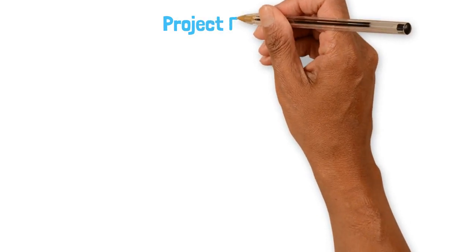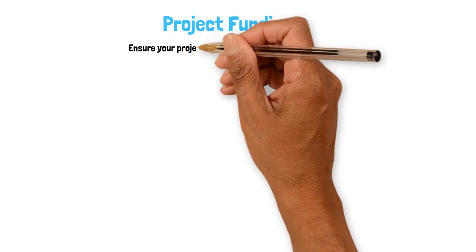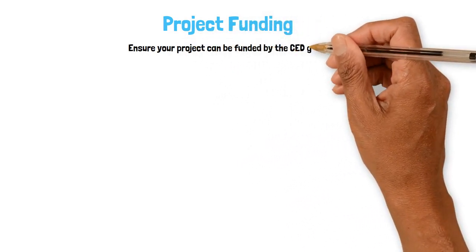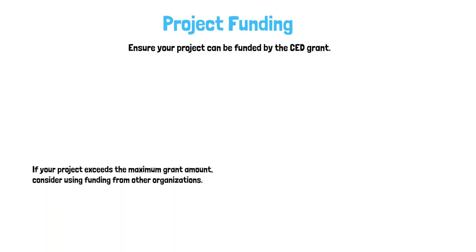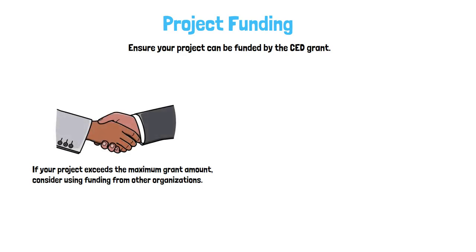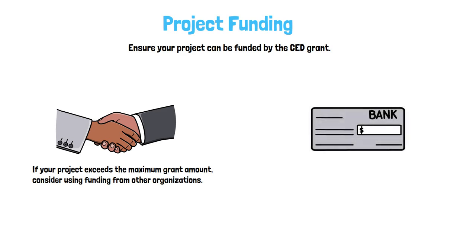When starting your application, first ensure that your project can be funded by the CED grant. Each NOFO includes a minimum and maximum grant amount. If your project exceeds the maximum grant amount, you can use additional funding from other organizations. Include detailed information about which organizations will provide funding and how much funding will be provided. Although receiving a CED grant is not contingent on having this funding in place at the time of the application, it is a best practice to have the CED grant as the final funding piece.